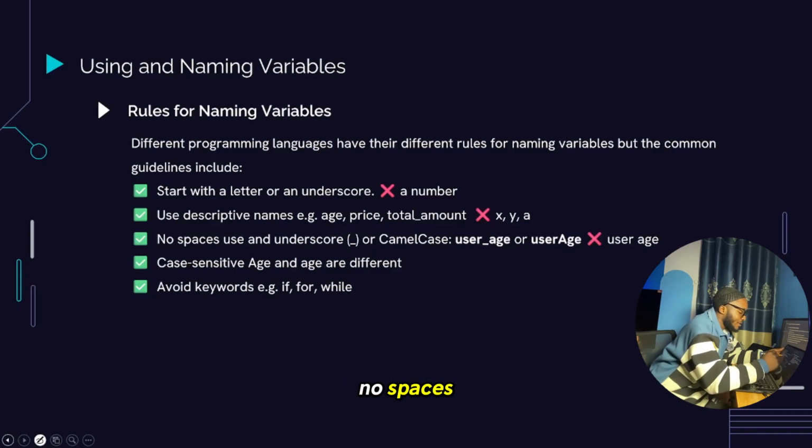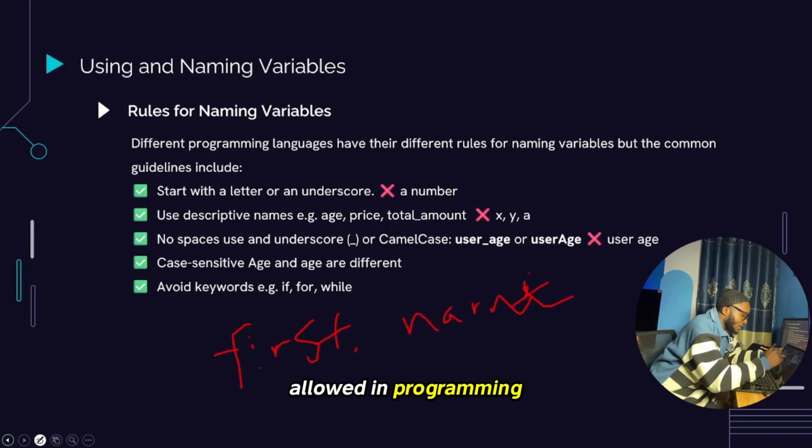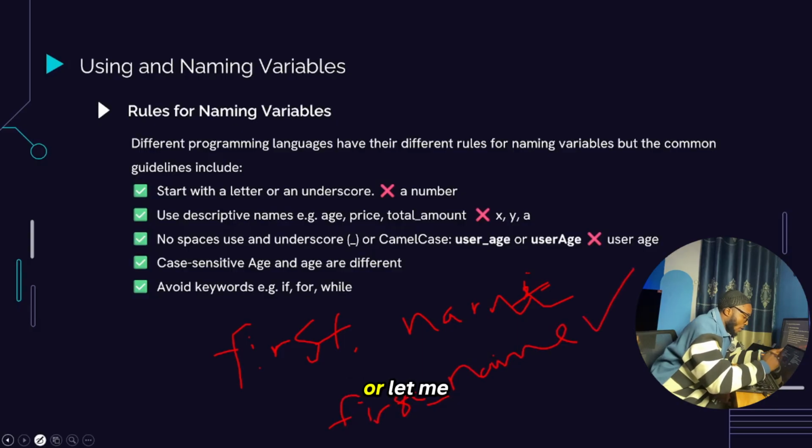Then, no spaces. No spaces. In the case of something like, let's say, first name, this is not allowed in programming. This first name is not allowed. So you can either have something like first underscore name. This is allowed. Let me change the color for allowed so that we'll actually see the difference. First underscore name, this is allowed.